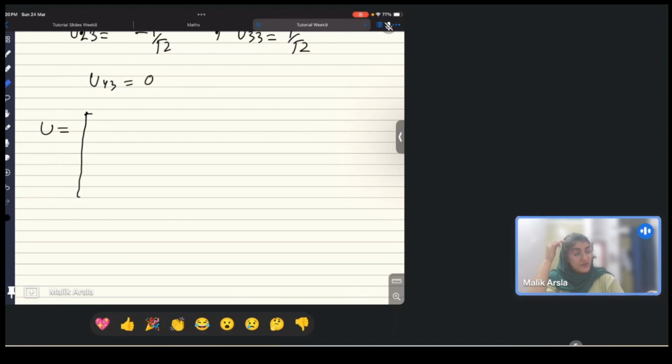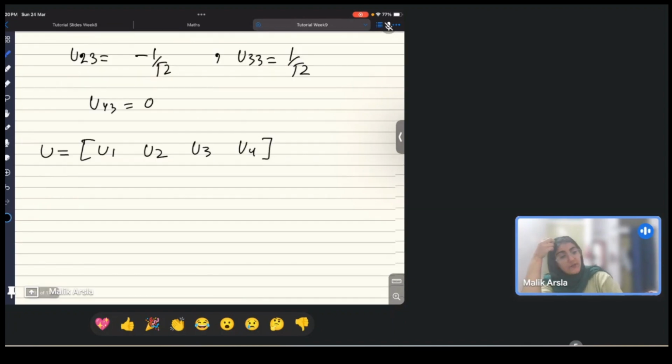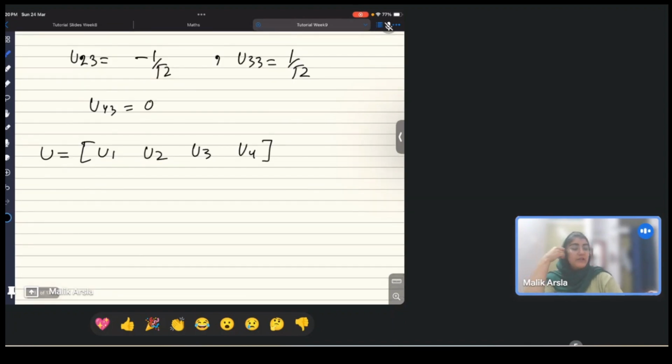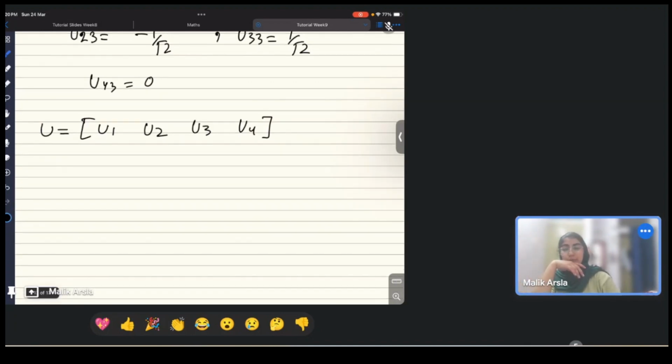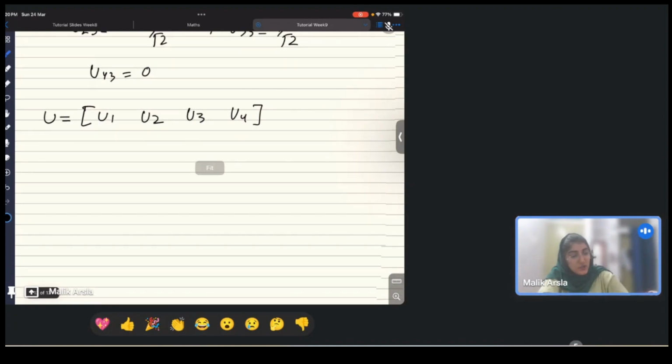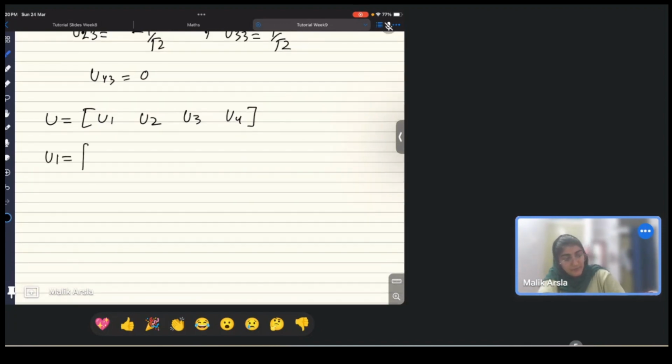So see, U we can express simply as U1, U2, U3 and U4, where these are the column vectors. Now U1, U2 and U3 we have completely calculated. So what about U4? We can write U1, from our calculation, as 0, 1 by root 2, 1 by root 2 and 0.